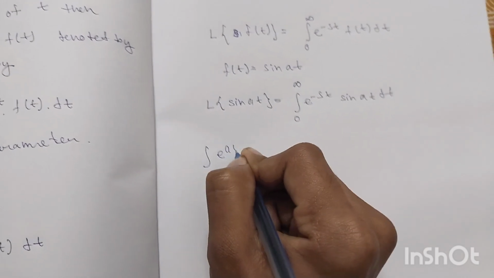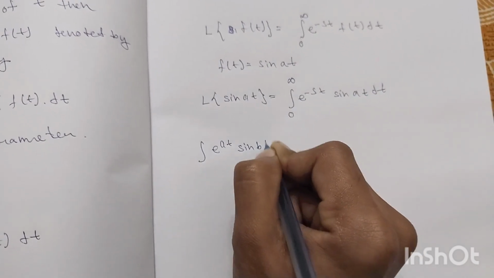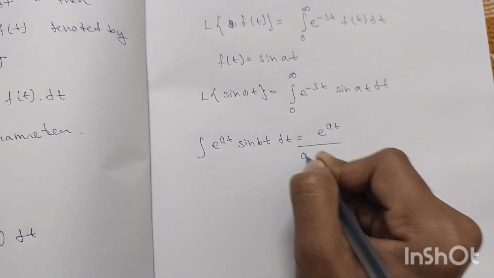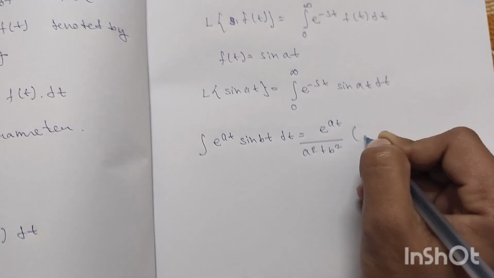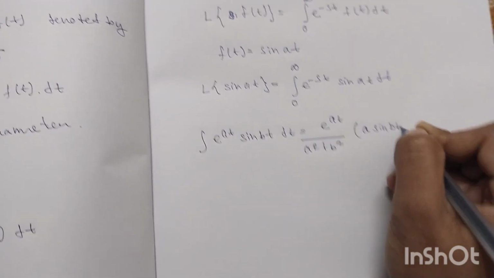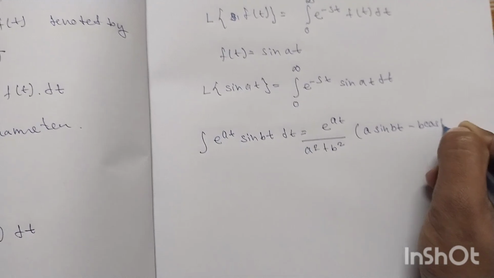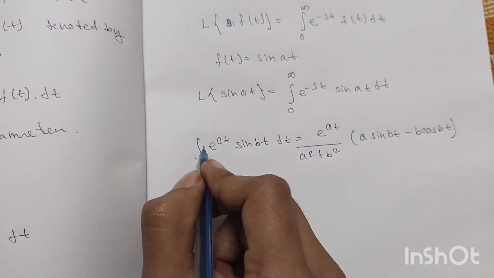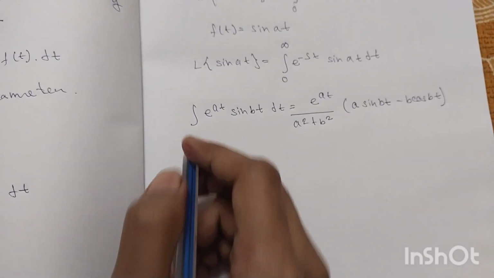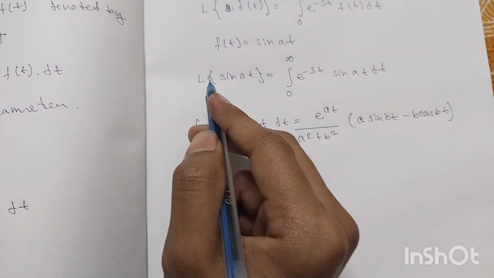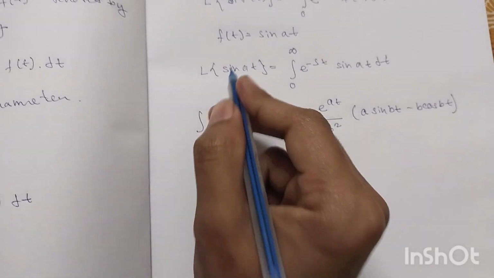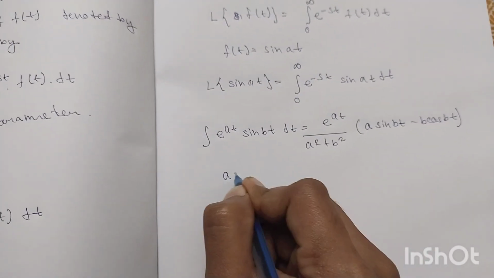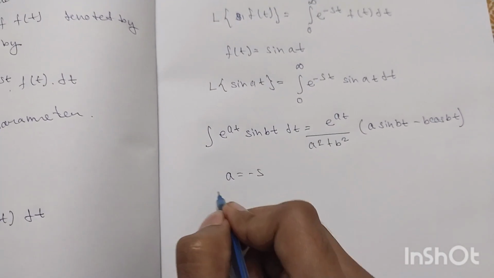integration of e to the power at into sine bt into dt is equal to e to the power at by a square plus b square into a sine bt minus b cos bt. Now we are applying this formula to this equation. Here a is equal to minus s and b is equal to a.